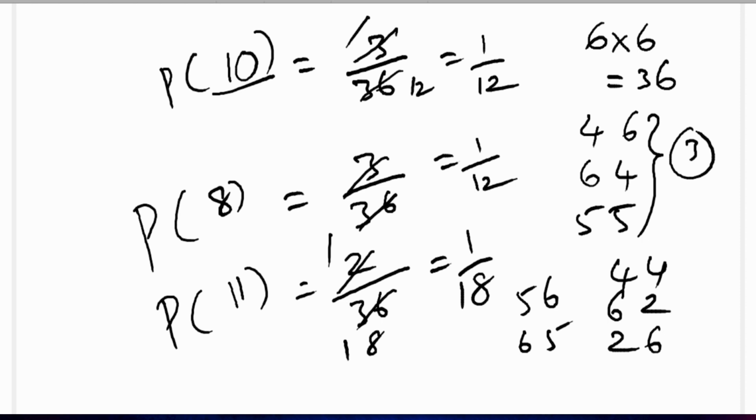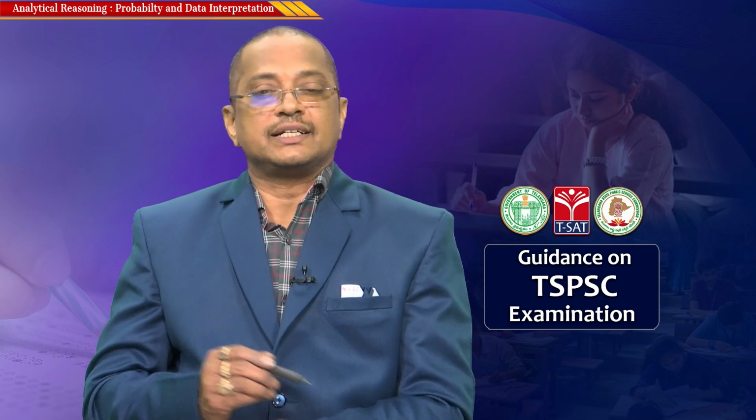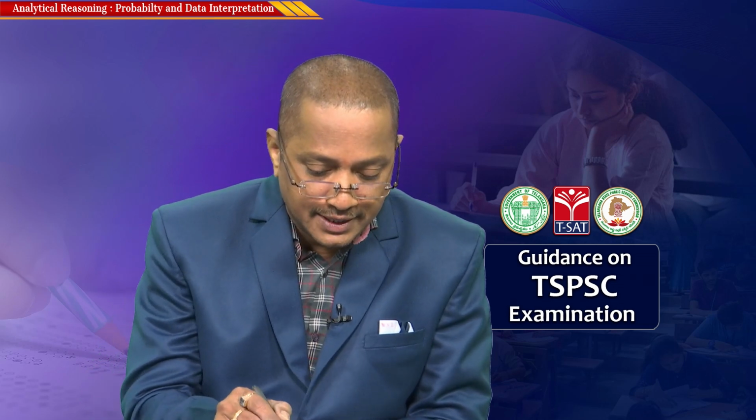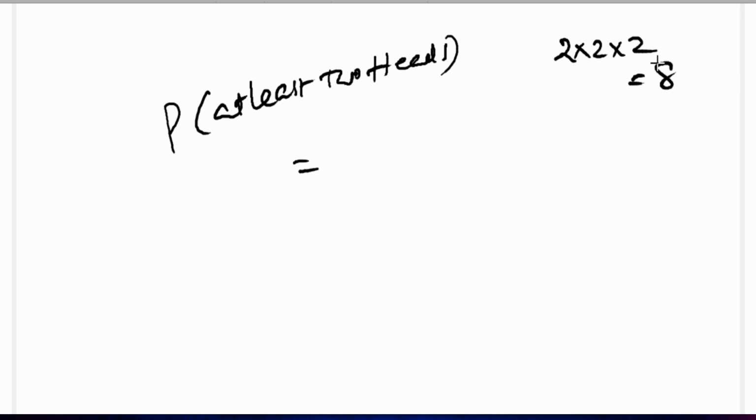For example, 3 coins are tossed. What is the probability to get at least 2 heads? At least 2 heads means 2 or more than 2. When 3 coins are tossed, the total possibility is 2 times 2 times 2, that is 8. There are 8 possibilities. If you have any doubt, you can check it.